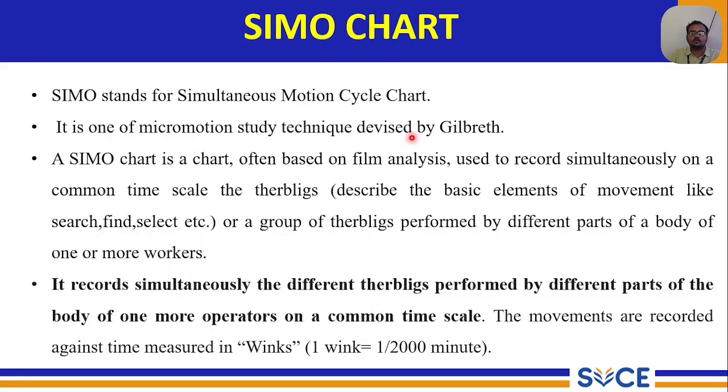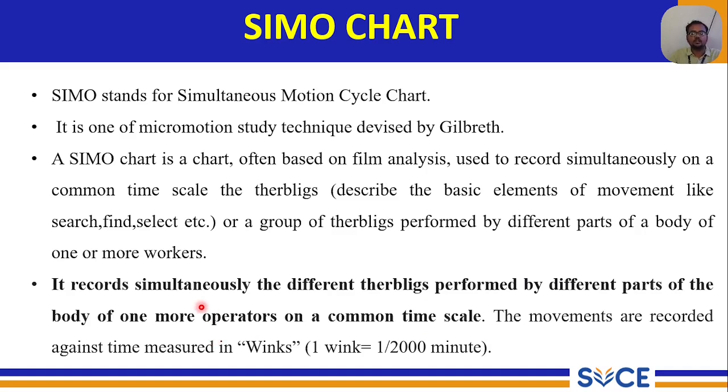Next one is your SIMO chart. SIMO stands for simultaneous motion chart. It is based on film analysis, where you record the Therbligs on a common time scale, and the different Therbligs performed by different parts of the body. The uniqueness of the SIMO chart is that, as the name simultaneous indicates, it simultaneously records all the activities of different workers. Whereas your normal Therblig chart is used only for a single worker on a common time scale.